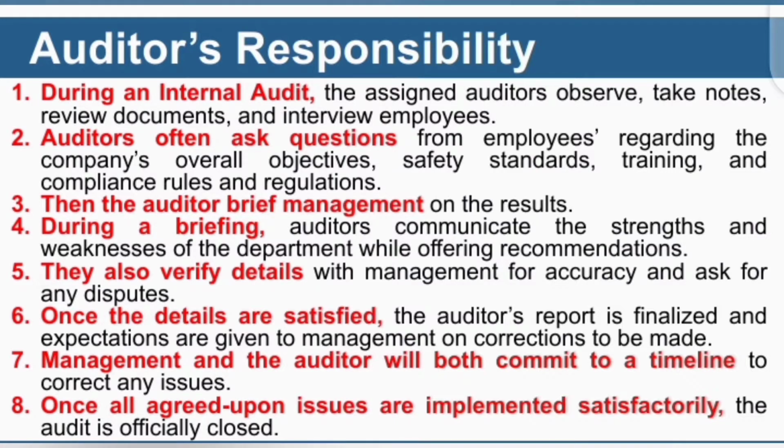And number 5, they also verify details with management for accuracy and ask for any disputes. Number 6, once the details are satisfied, the auditor's report is finalized and expectations are given to the management on corrections to be made. Number 7, management and the auditor will both commit to a timeline to correct any issues. Then number 8, once all agreed upon issues are implemented satisfactorily, the audit is officially closed.